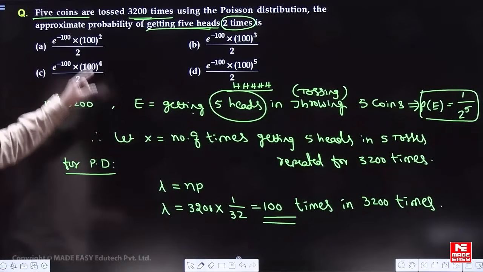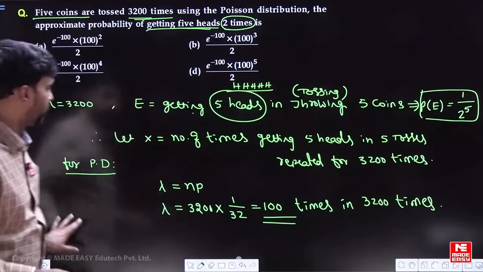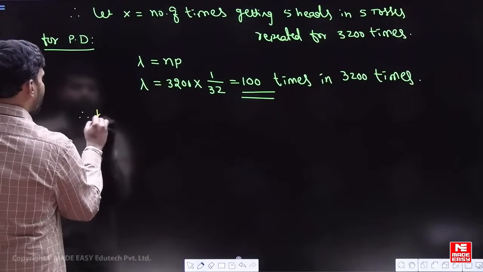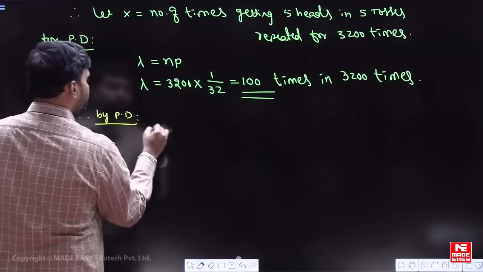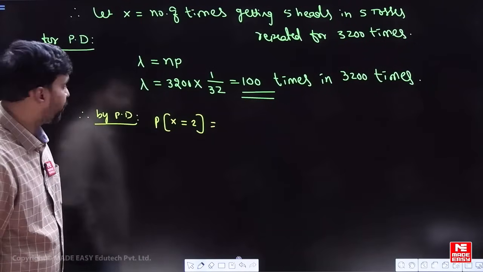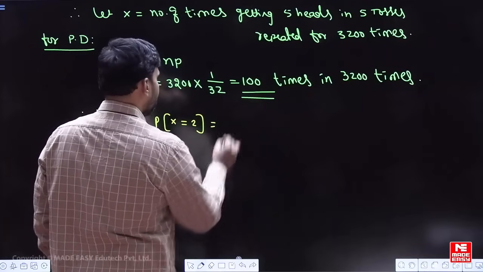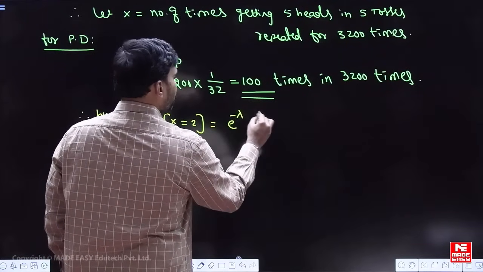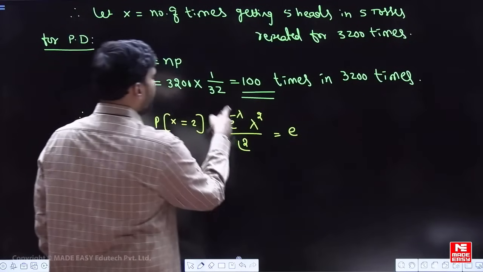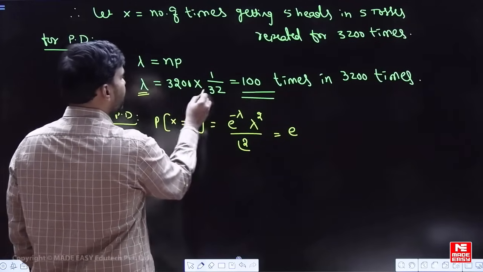So once you know lambda, can you find out the probability of getting the event exactly 2 times? So by the Poisson distribution, we have to find the probability of x equal to 2. So probability of x exactly 2, beta, is e to the power of minus lambda, lambda square by 2 factorial, or not? Yes. And this lambda is what? In 3200 times, the lambda value is calculated as 100.